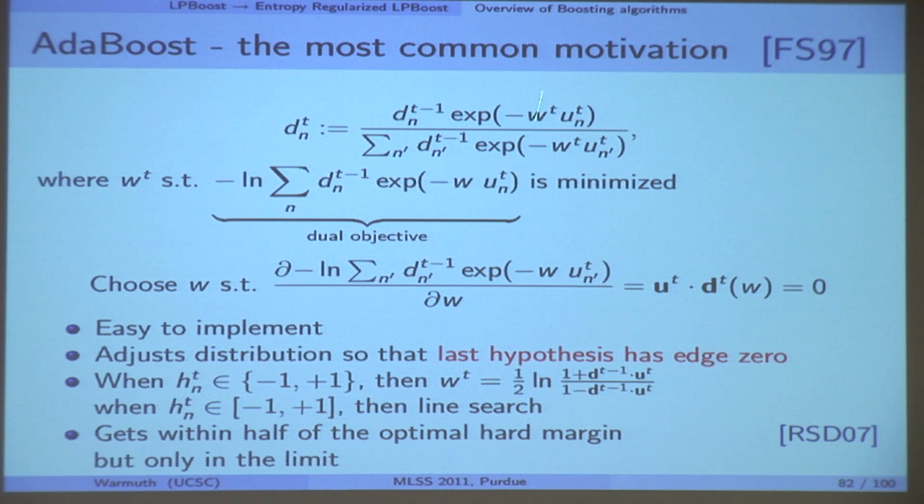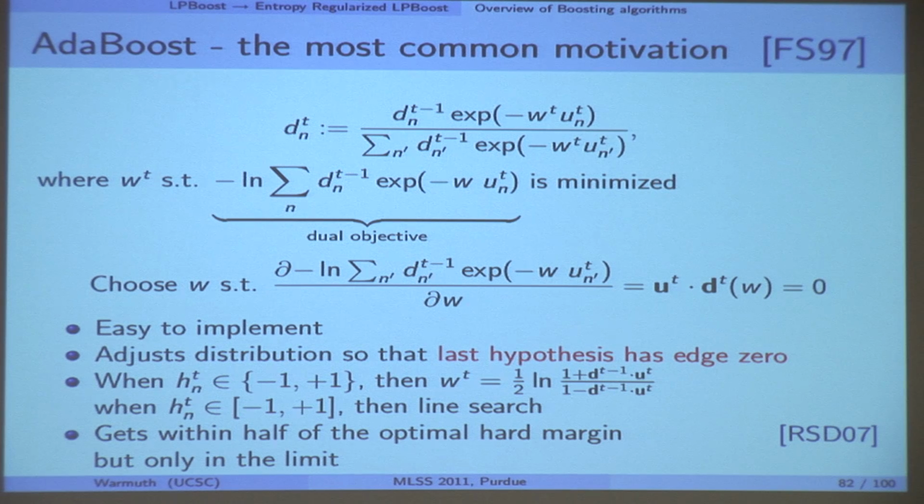OK, the good thing about AdaBoost is it's easy to implement. It adjusts the distribution so that the last hypothesis has edge 0. You see that here. And when h is in plus or minus 1, then the learning rate is easy to determine. If it's in a range, then you have to do a line search. The problem is it gets only within half of the optimal hard margin, and only in the limit. And it doesn't handle the case when you're not separable. So the original simplest boosting algorithm, you have to fix it in various ways to handle the noisy case and so forth. But this has been done.